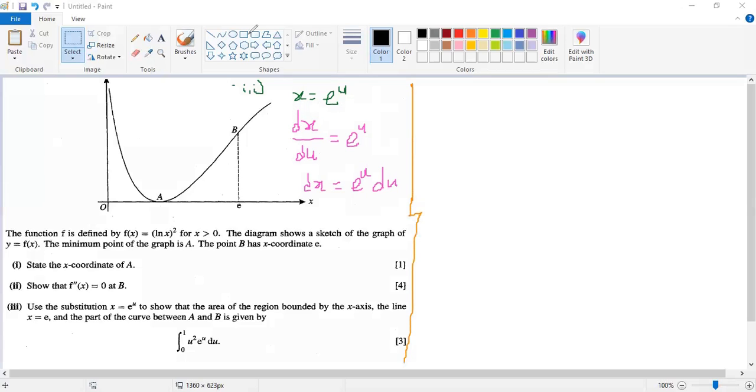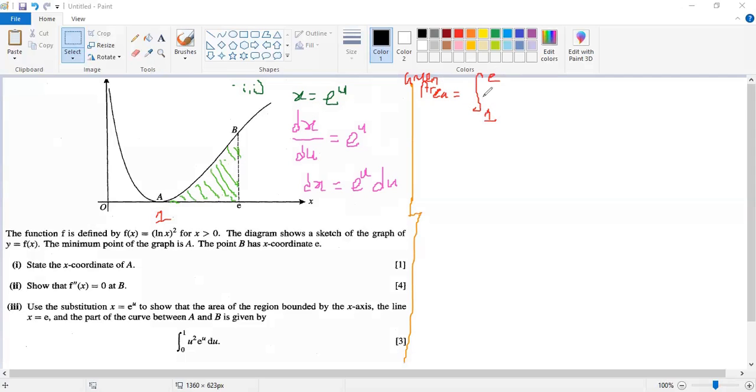So the area bounded by the x-axis and the line x equal to e is definitely this area and the part of the curve. They're talking about finding this area. Please remember that this is 1. So I'm just going to write it in terms of the normal way first. It means the green area is equal to integration.